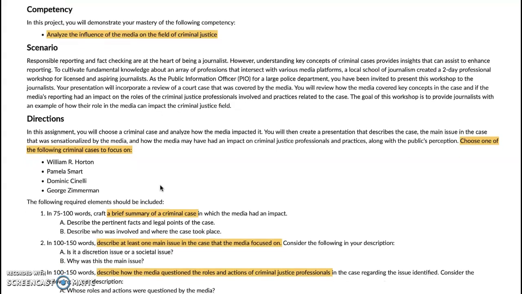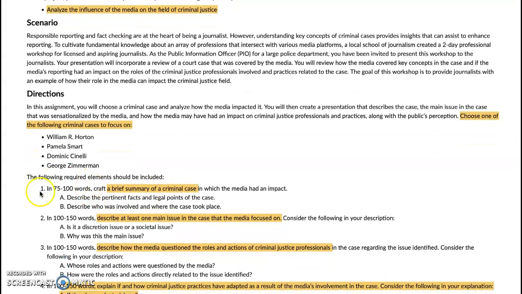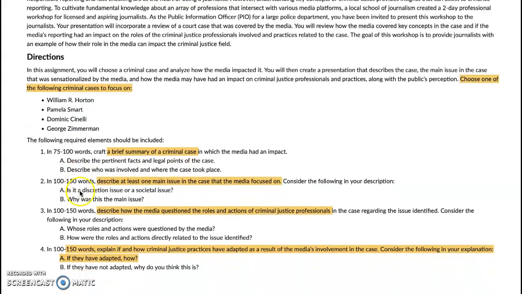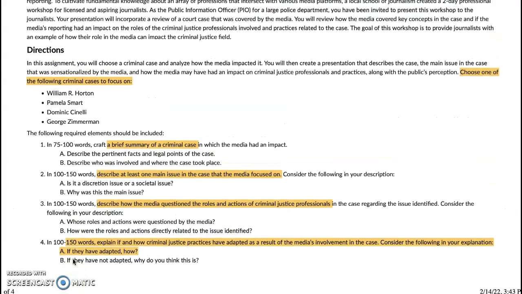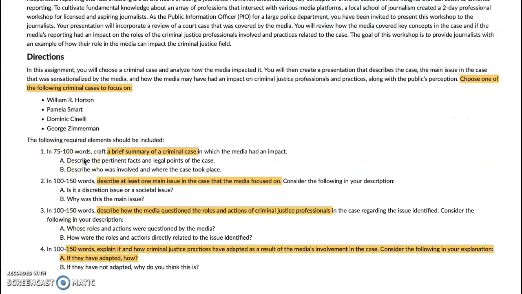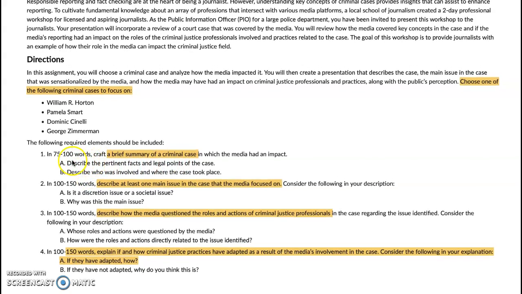All right. So the things you need to pay attention to for this particular assignment are the number of words required for each of the critical elements. All right. And it's spelled out here in each of these 5 sections. And then again, you need to carefully make sure that you address each of the critical elements and the subsets. Okay, so for example, in number 1, it says in 75 to 100 words, craft a brief summary of a criminal case in which the media had an impact. So again, it's going to be one of these 4 here. Describe the pertinent facts and the legal points of the case. Okay, so you did that back in Module 4. And describe who is involved and where the case took place.